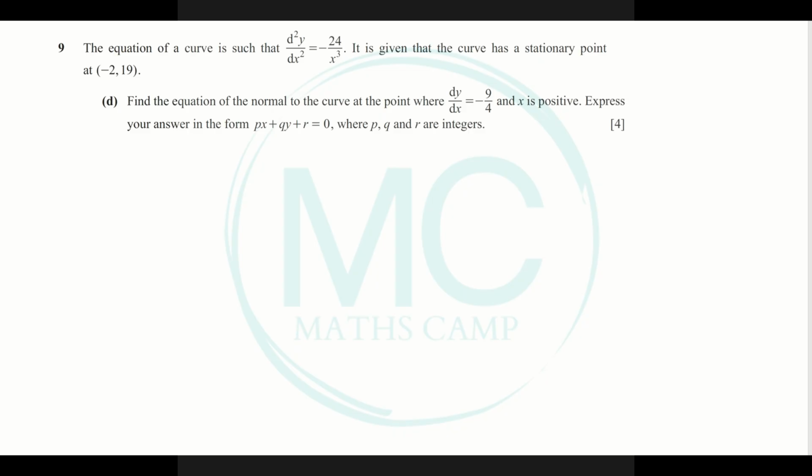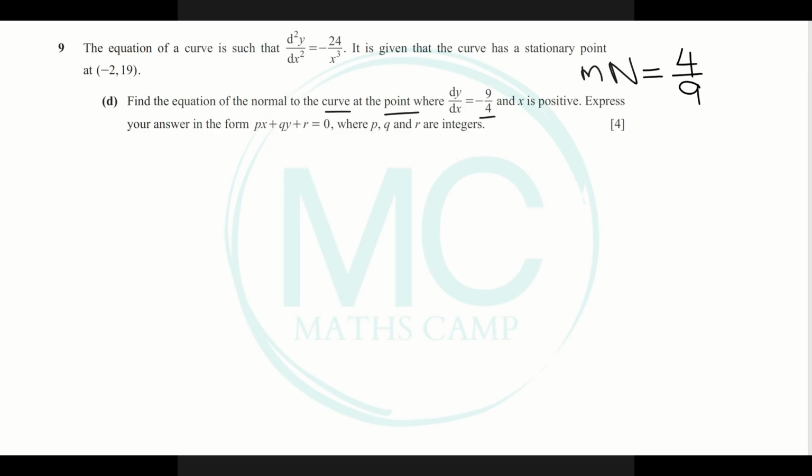Remember that the normal is perpendicular to the curve at a specific point. And the question tells us that the gradient of the curve at this point is negative 9 over 4. So to find the perpendicular gradient, all we have to do is flip the fraction upside down and change the sign. So we can see that the gradient of the normal is going to be positive 4 over 9. And now we need the x and the y coordinates of this point.